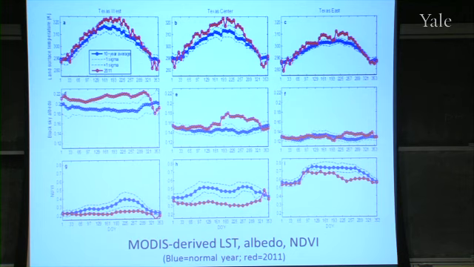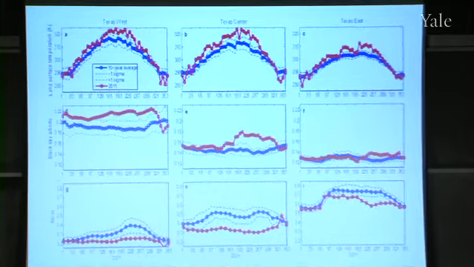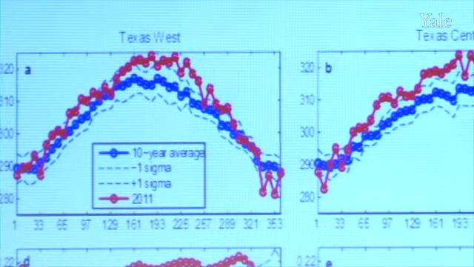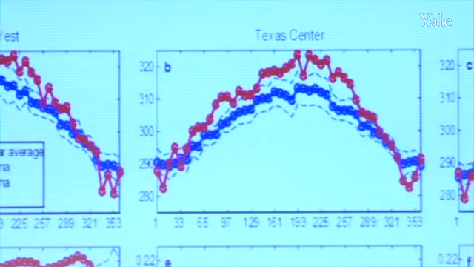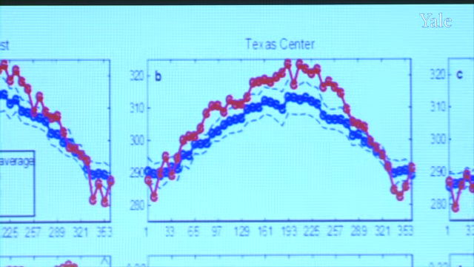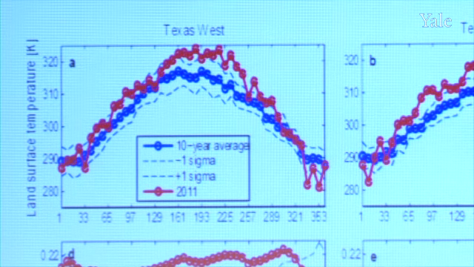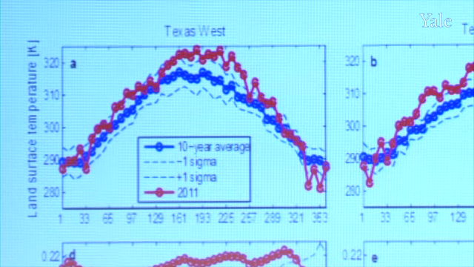The ones on the left are for West Texas, Central Texas, and East Texas. And then you've got the three variables that we're deducing from space: land surface temperature, albedo, and the vegetation index, NDVI. The blue are the average of the 10 preceding years. And there's some variability from year to year, so to get some sense of that, we've put a 1 sigma plus or minus on there in the blue dash curve. And then the red data is the drought year of 2011.